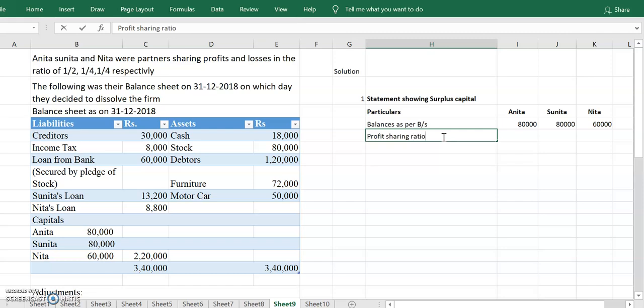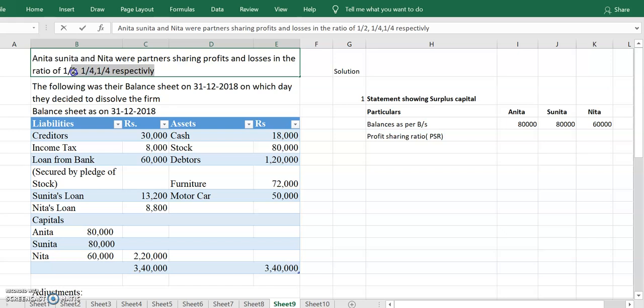Profit sharing ratio, from this onward we are going to call it PSR, that is your profit sharing ratio. The profit sharing ratio gives you one half, 1/4 and 1/4. Whenever you calculate your profit sharing ratio, one half of, you can calculate one half into the total denominator, the big denominator, that is one half into 4, that is 2.